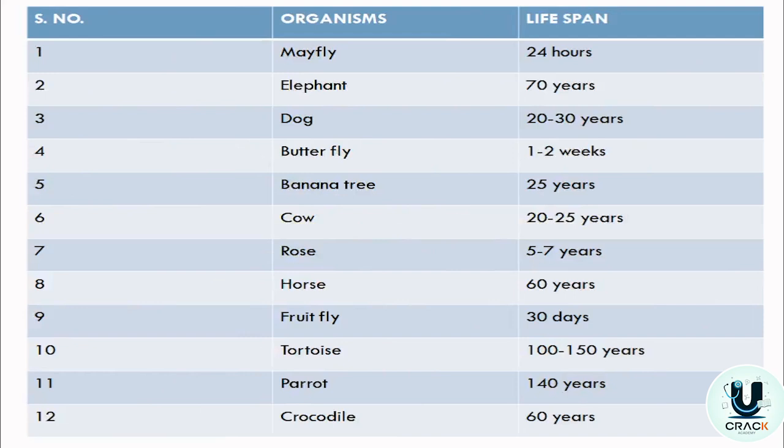Organisms with their lifespan: Mayfly 24 hours, elephant 70 years, dog 20 to 30 years, butterfly 1 to 2 weeks, banana tree 25 years, cow 20 to 25 years, rose 5 to 7 years, horse 60 years, fruit fly 30 days, tortoise 100 to 150 years, parrot 140 years, crocodile 60 years.